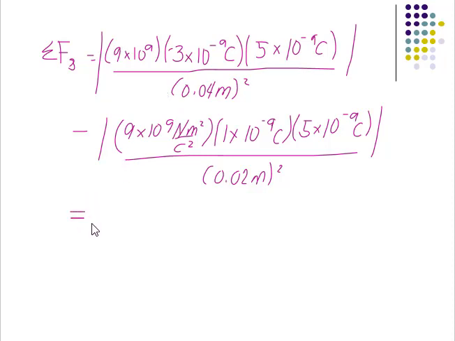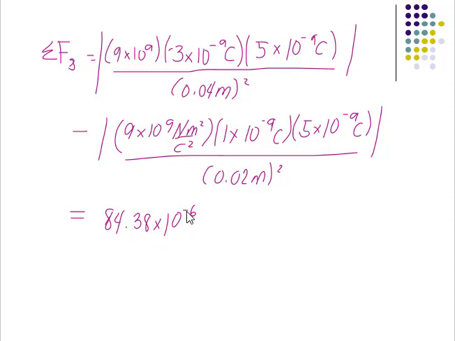Then evaluating it further, let's solve it. So you have 9 times 10 to the 9, times negative 3 times 10 to the negative 9, times 5 times 10 to the negative 9, divided by 0.04 squared. You will have a negative 84.38 times 10 to the negative 6, or we just have to get the absolute value. Let's limit up to 2 decimal places. So we have 84.38 times 10 to the negative 6.